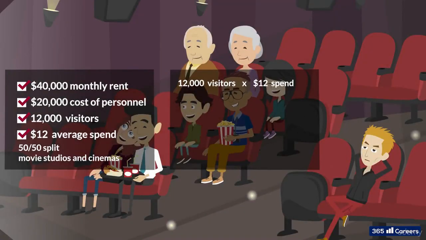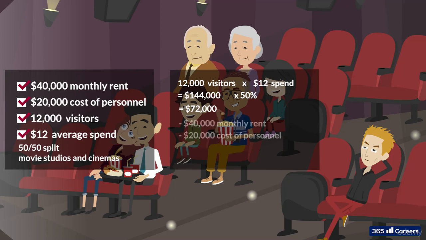12,000 people visit the cinema and pay an average of $12 per ticket. This gives us revenues of $144,000. However, half of these revenues are then paid to movie creators, so the company is left with $72,000. Its rent and staff expenses amount to $60,000, which leaves us with a bottom line of $12,000. Okay, excellent. Now we'll need a few definitions.